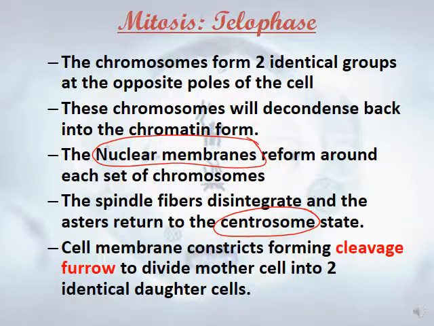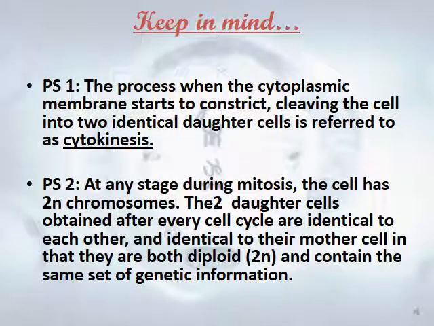So what about cytokinesis? Cytokinesis is the process when the cytoplasmic membrane starts to constrict, cleaving the cell into two identical daughter cells. We call it cytokinesis. Note too, at any stage during mitosis, the cell has 2N chromosomes. The two daughter cells obtained after each cell cycle are identical to each other, as well as identical to the mother cell, both diploid, 2N, and they contain the same genetic information.